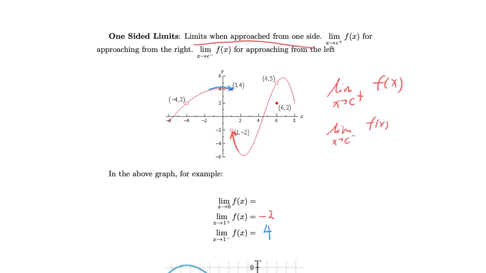And notice how here the value itself of the function does not really matter. It's all about the trend. So for example, here, this open dot means that f is not actually equal to -2. It's equal to 4, which is the closed dot here. But the limit does not care.